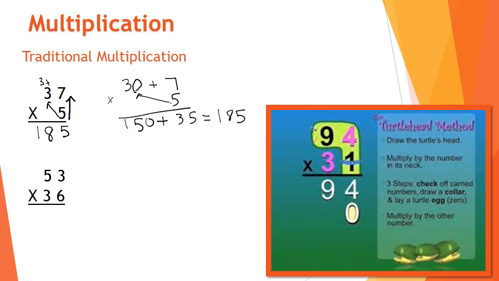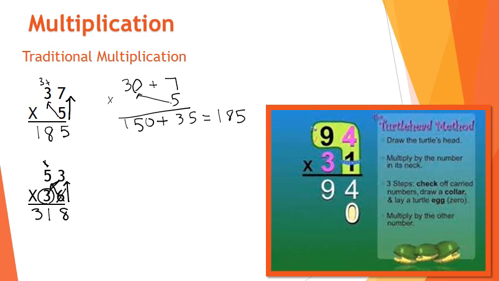Next, I'm going to multiply a 2-digit by a 2-digit number. This is sometimes called the turtle head method, and you can Google a YouTube video to see how to use the turtle head method of multiplication. 6 times 3 is 18. Carry the 1. 6 times 5 is 30 plus 1, 31. Now we've multiplied by the 6, so we can cross that out, cross out the carry. Now we're going to multiply by this 30 over here.